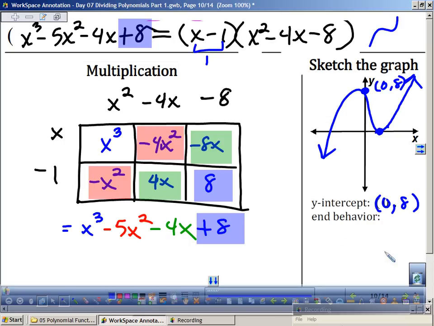So, but today, all we're doing is dividing. The only reason I have a picture here is I want to make sure that we go back to remembering what we're doing here. We're dividing to find what? The roots, right? The factors. So x minus 1 and x squared minus 4x minus 8 are factors of that polynomial function, which is a graph that looks like this. Okay? Let's do another one.